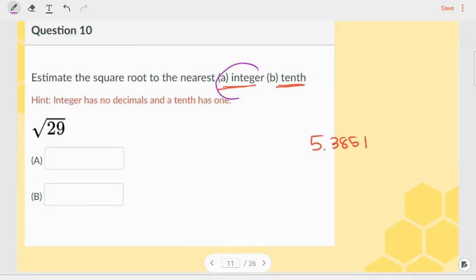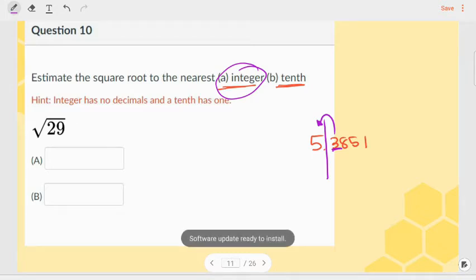So if I'm rounding to the nearest integer, I'm going to draw my line after my decimal. I'm not going to include any decimals, but I do need to look at the number after the decimal to say, hey, is that 3 big enough to make that 5 closer to a 6? Now, 3 is not even halfway to 6, so I am going to stay the same. So if I round to the nearest integer, I've got a 5.